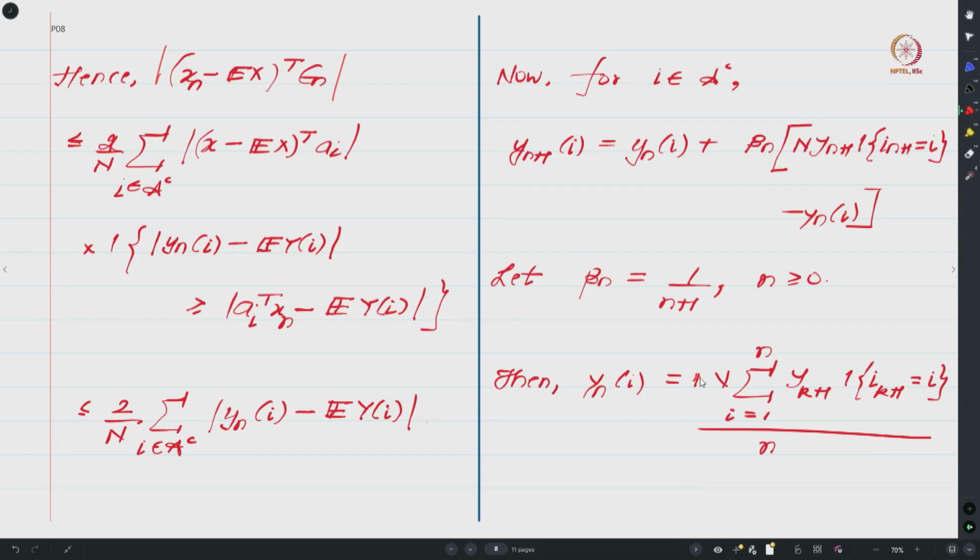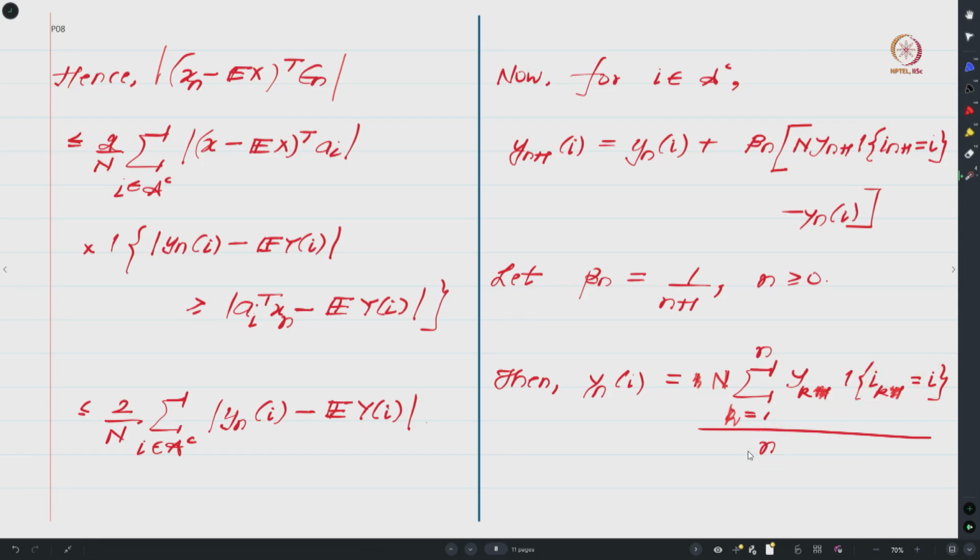I think there is some typo here. This should be n times some... so there is an issue here. So this should be k. Okay, there are some mistakes here. I am sorry about that. This should basically be i. This should be k. So you should have n times the summation k equals 1 to n of calligraphic y_k times the indicator i_k equals i, the whole divided by n.